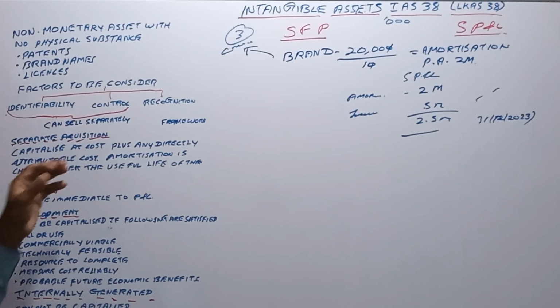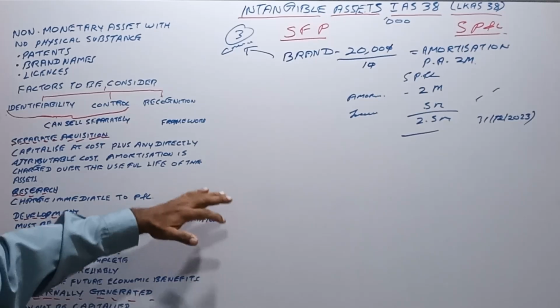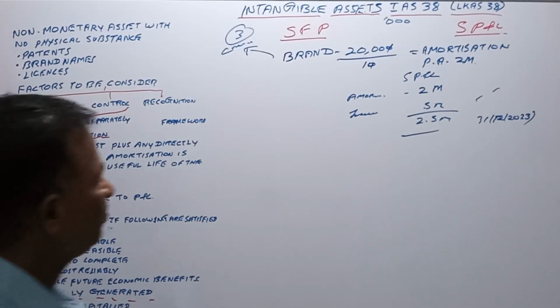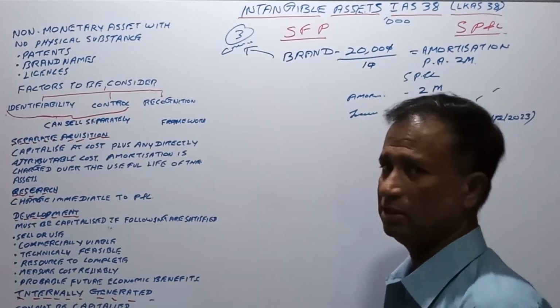Separate acquisition: capitalize the cost plus any directly attributable cost. Research expenses you have to charge to the P&L. Development expenses you can capitalize if the following is satisfied: intention to sell or use, commercially viable, technical feasibility, resources to complete, measure the cost reliably, and probable future economic benefits. If you have this in your mind, then you will be able to tackle these questions which come on intangible assets.